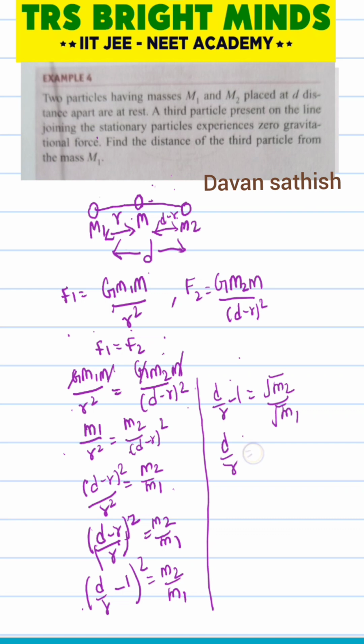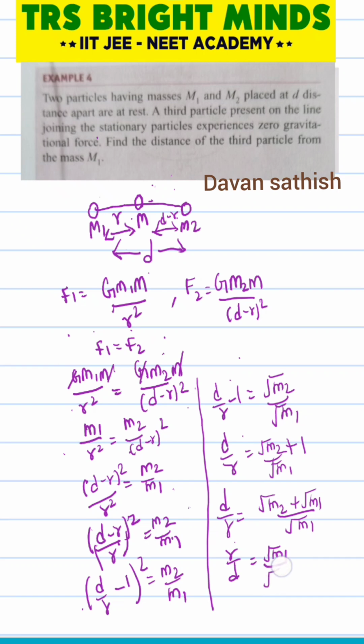Now I'll take this minus 1 to the other side. d by r is equal to square root of m2 divided by square root of m1, plus 1. Now taking LCM, d by r is equal to square root of m2 plus square root of m1, divided by square root of m1. We need to find r only, so taking reciprocal, r by d is equal to square root of m1 divided by square root of m1 plus square root of m2.